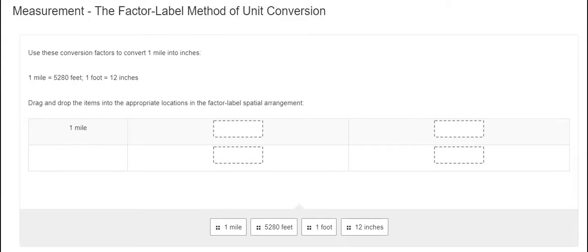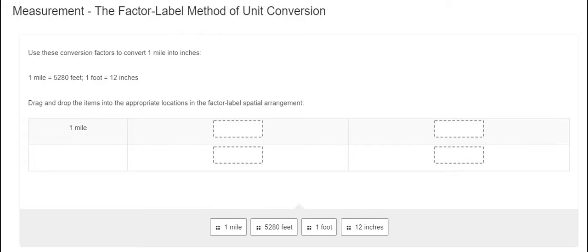Okay, so this is the first page, the first problem in the factor label method of unit conversion assignment. And I'm actually going to record the steps that I take here and post this video recording to our Schoology page so that you have access to this so you can understand how to do this assignment.